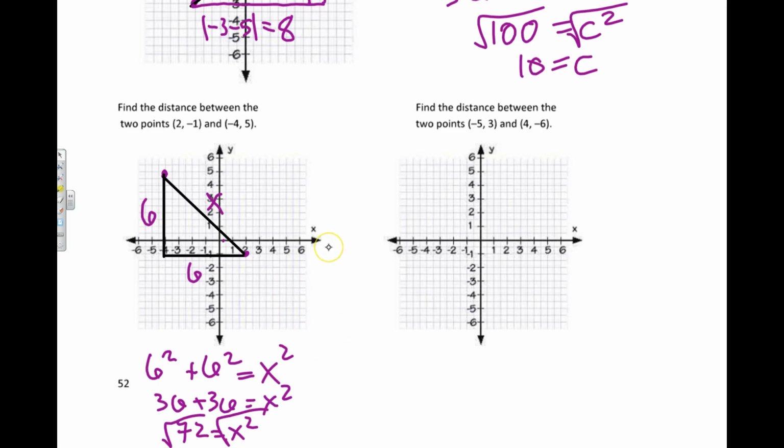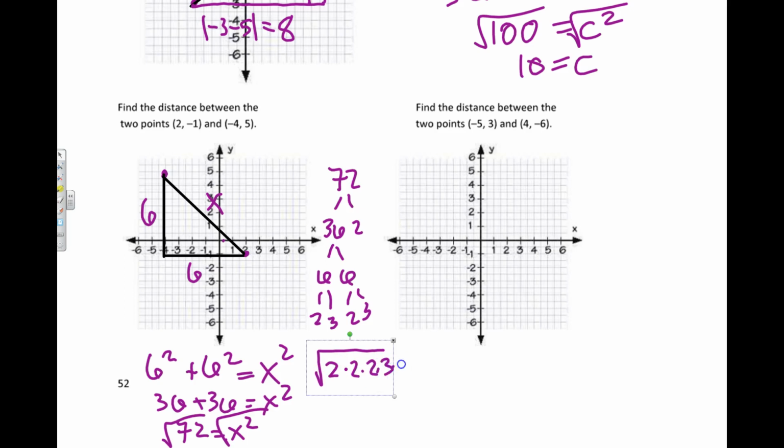Well, again, this is big mastery test stuff, guys. 72 is 36 times 2, and 36 is 6 times 6, which is both 2 times 3. So if I look at the square root of 72, it's the square root of 2 times 2 times 2 times 3 times 3. So a pair of 2's can break out, and a pair of 3's can break out. But we had one lonely guy in there, just the 2. So my answer is 6 square root 2. So the length of that side is 6 square root 2.